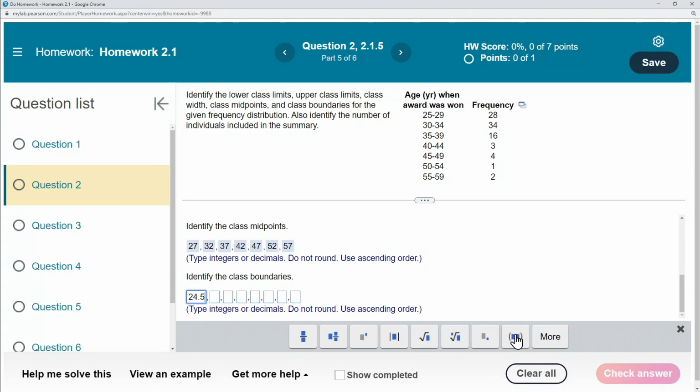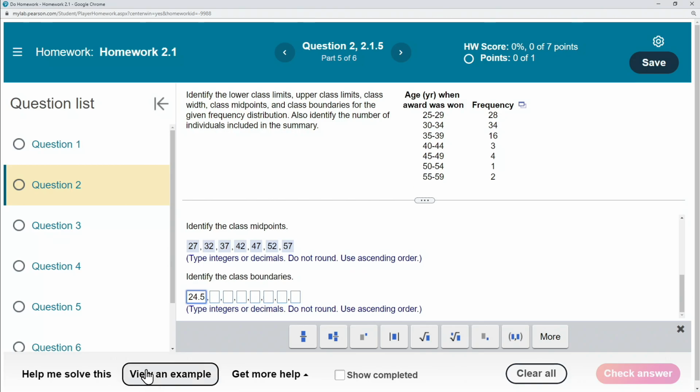Okay, so that's how we find the first class boundary. We just took the first lower class limit and subtracted 0.5. So then the question is, how do we find all the other class boundaries? Well, you could use that formula. I mean, you could just subtract 0.5 from every single lower class limit if you wanted to.